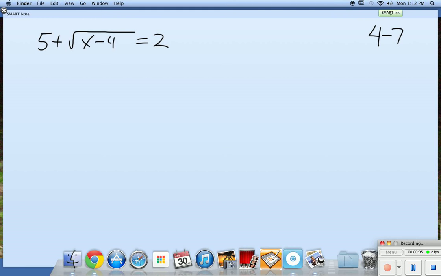4-7. This is the last section we're going through on this chapter. What we're going to do is we'll go over this tomorrow. We'll start reviewing for a test Thursday, probably. We'll start reviewing tomorrow. We'll review Wednesday. We'll do a test on Thursday. All right. Last section. How do we solve for x in this case?